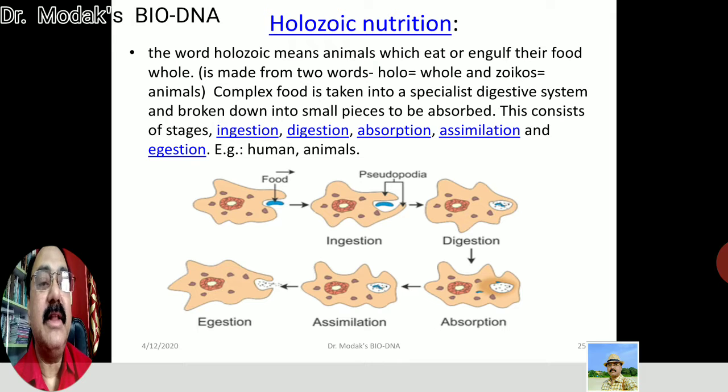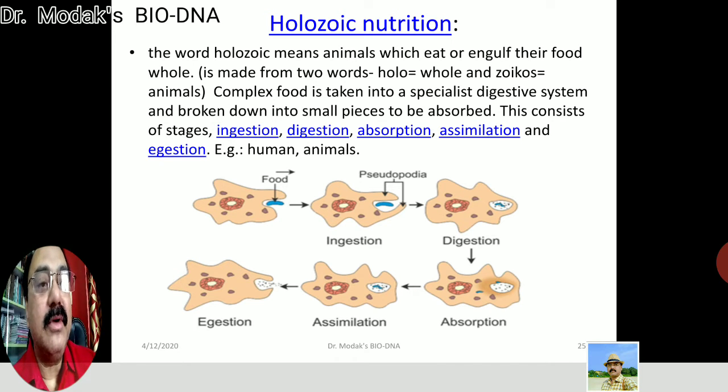Let us take the example of holozoic nutrition as shown in amoeba. This is often asked in your examination. You see, amoeba is an irregular shaped unicellular organism, an animal you can say. As soon as a food stimulus comes in contact with the amoeba, with the help of pseudopodia it captures that food and the food is taken inside the body. This first step is called ingestion.